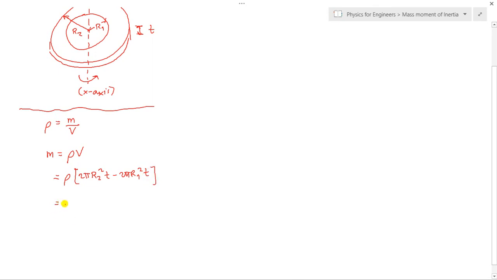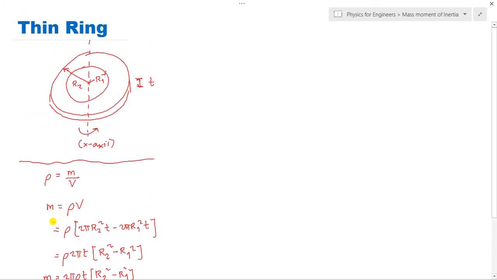Then we can factor out 2 pi t, so that is rho 2 pi t times r2 squared minus r1 squared. Rearranging, we have 2 pi rho t times r2 squared minus r1 squared. That is the mass of our ring.